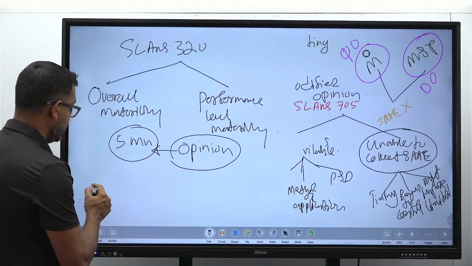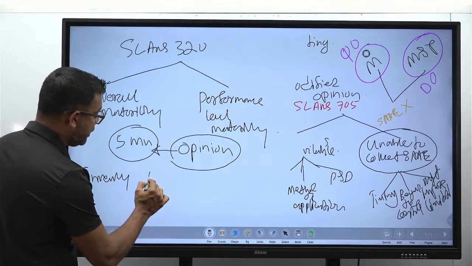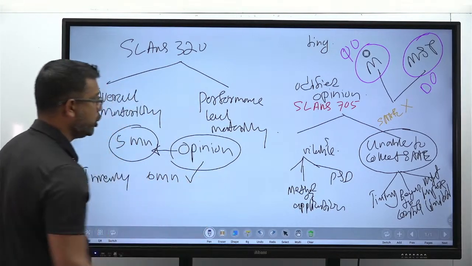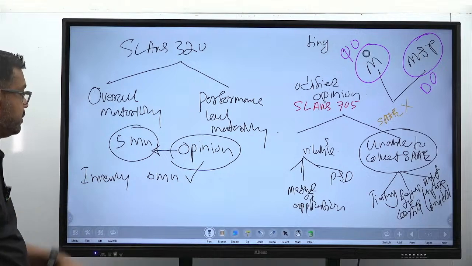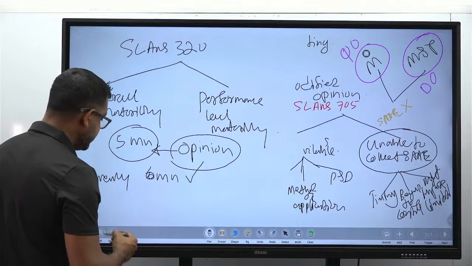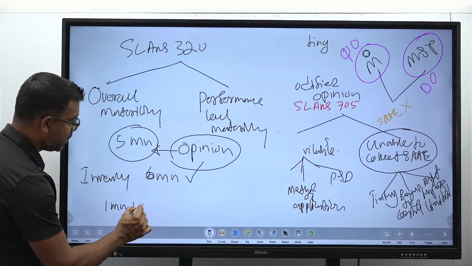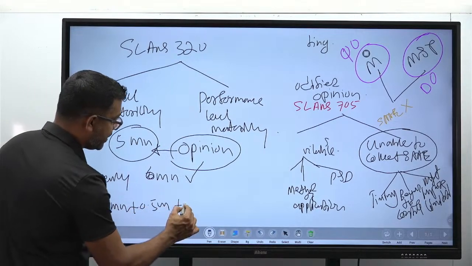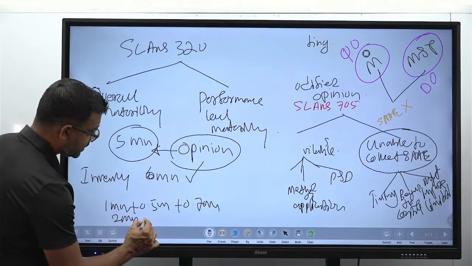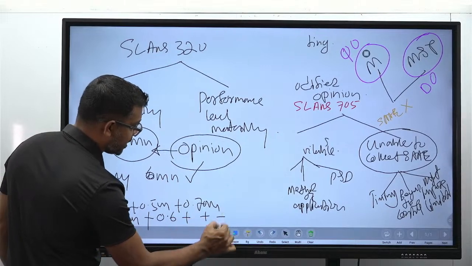Let's say your inventory balance is overstated by 6 million. Overstated by 6 million. Yes, it has an impact on your opinion, because it's beyond the overall materiality. But there are certain misstatements, let's say 1 million, 0.5 million, another 0.67 million, another 2 million, and another 0.6 million, plus so many things.